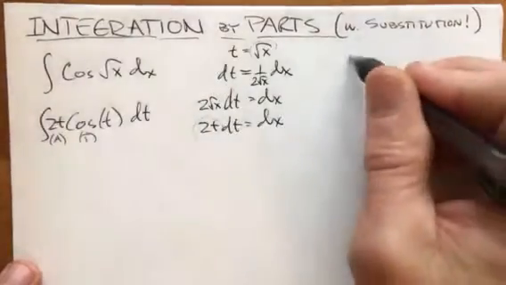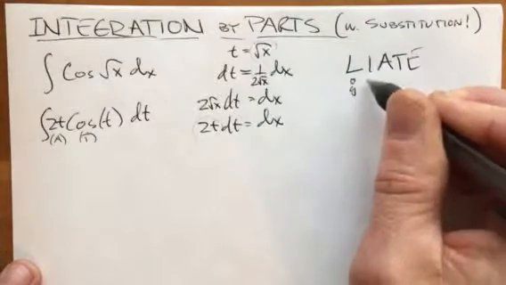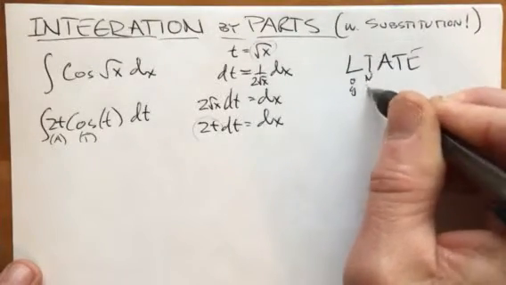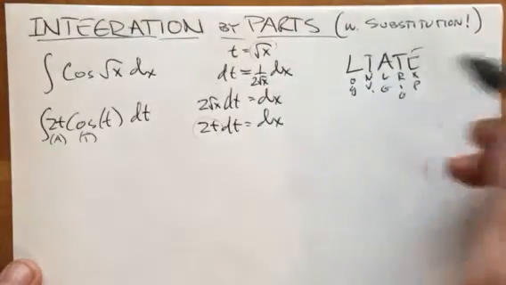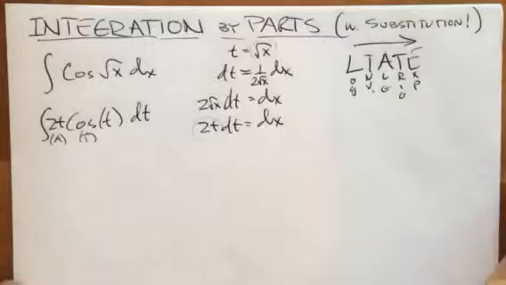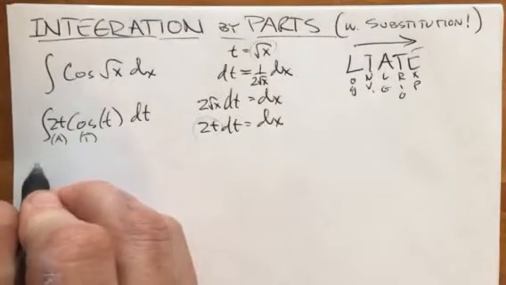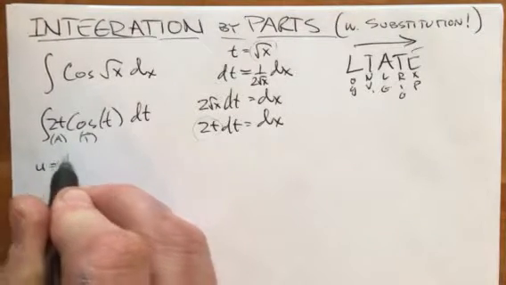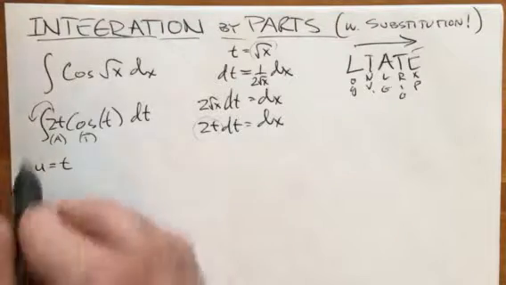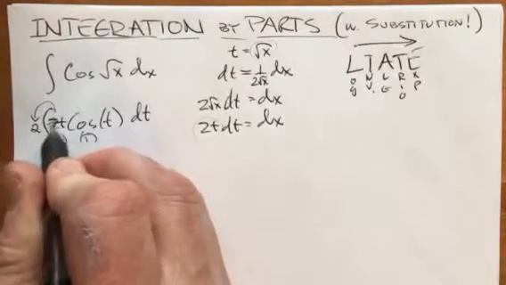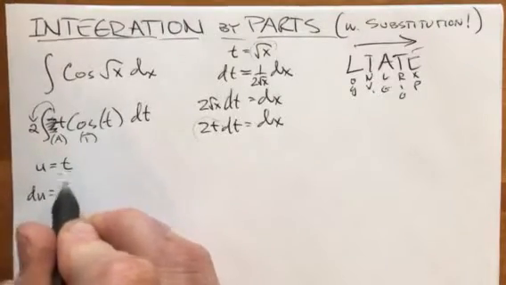So if we consult the oracle of LIATE, where we've got logs, then inverse trig, then algebra, then trig, and then exponent. If we do that in order, we find that we're going to start with our algebra bit, and we'll let u be equal to t. I'm just going to take the 2 and bring that out front, all right? In fact, I will write that right now and scribble it out. So if u is equal to t, then du is dt.